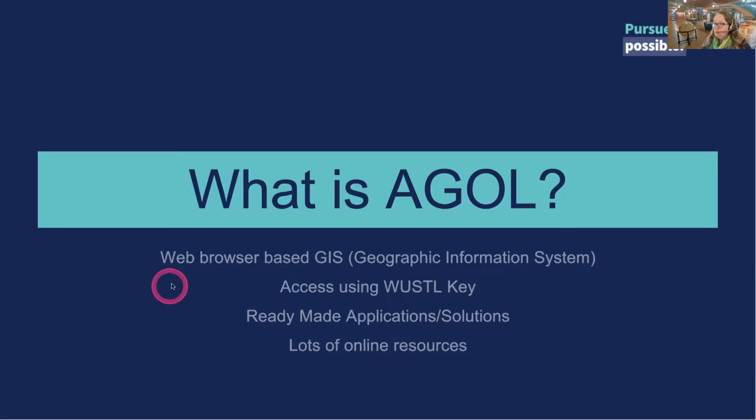So in your web browser, you're going to log on to a specific ArcGIS Online site. It's WashU specific for our organization. You access it with your WUSTL key. You can start with a basic map application or story map template and go from there. There's lots of different options for users to work from. And there's also a ton of solid documentation and community content for AGOL for learning the basics and then extending the functionality and looking up specific questions that you might have.